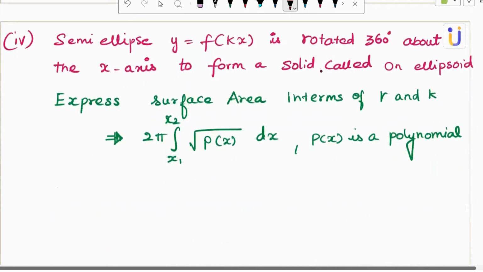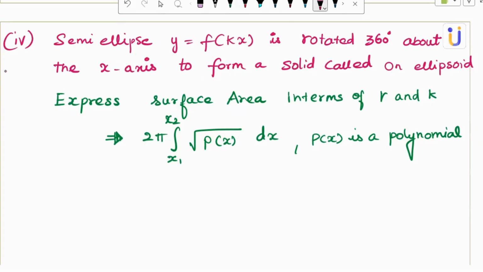Next one. Semi-ellipse y is equal to f of kx is rotated 360 degrees about the x-axis to form a solid called an ellipsoid. Express surface area in terms of r and k, and our expression should be like this: 2 pi integral x1 to x2 under root a polynomial dx. Right? So let's get started.